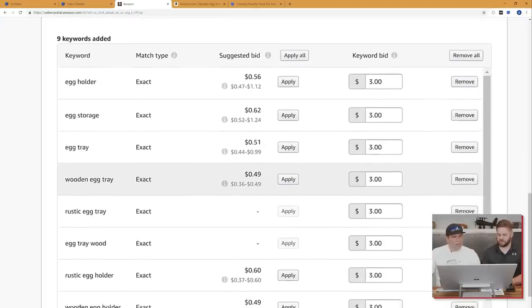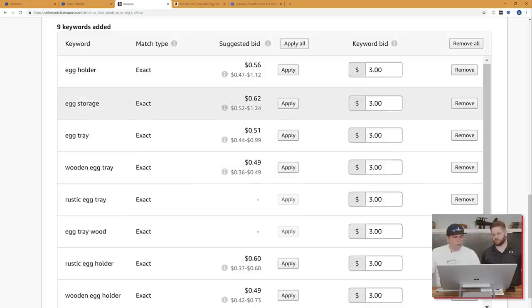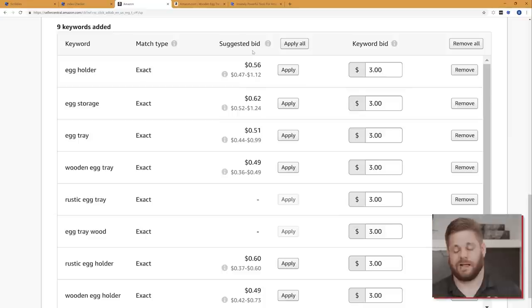There's 9 of them. And now notice how we got the match type right here. We got the keyword on the left. Now, again, Amazon is giving us a suggestion. So how much do I take this suggestion, if at all? I wouldn't take this at all. And I think that when we analyze this, we'll see that some things were way off.